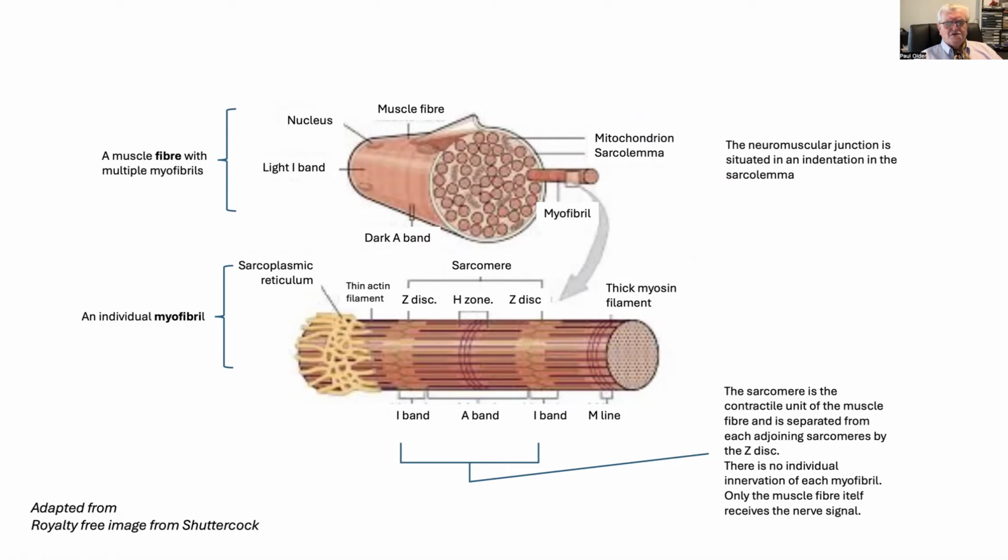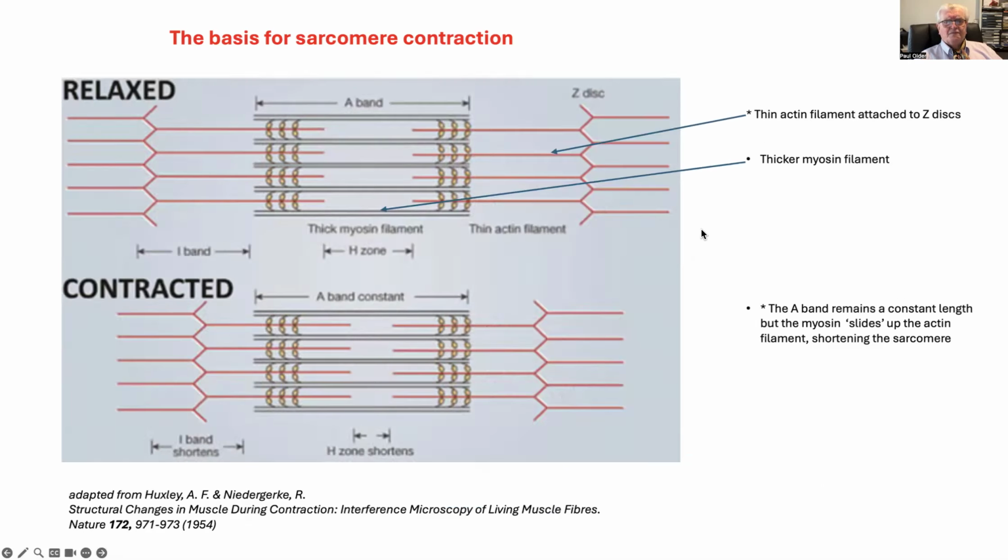There is no individual innervation to a myofibril. The only innervation is to the fiber, which is done via an indentation of the sarcolemma.